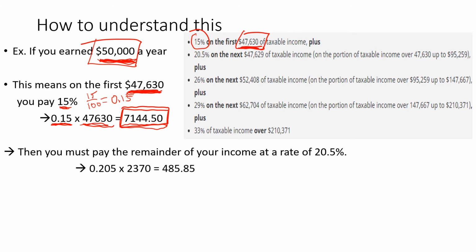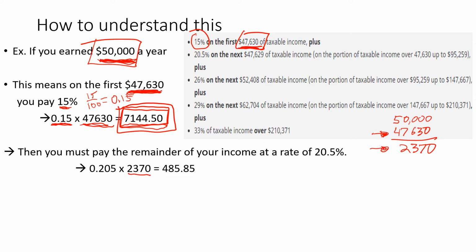So if I take, say, $50,000 and I subtract $47,630, I'm going to get $2,370. So we've already paid taxes on this chunk of money right here, this $47,630. That is this one right here. We need to pay taxes on the remainder, and the remainder is $2,370. So that's how I got this number right here.